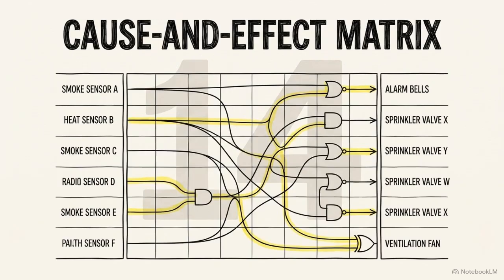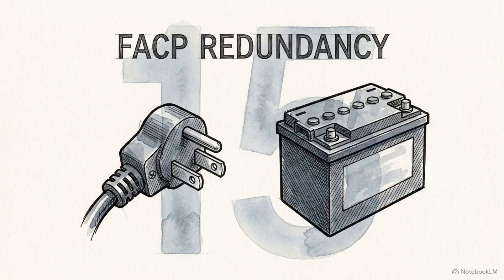14. Give an example of cause and effect programming: detecting smoke to automatically ground elevators and shut down HVAC. 15. What are the dual power requirements for an FACP? A dedicated AC mainline backed up by storage batteries or generators.